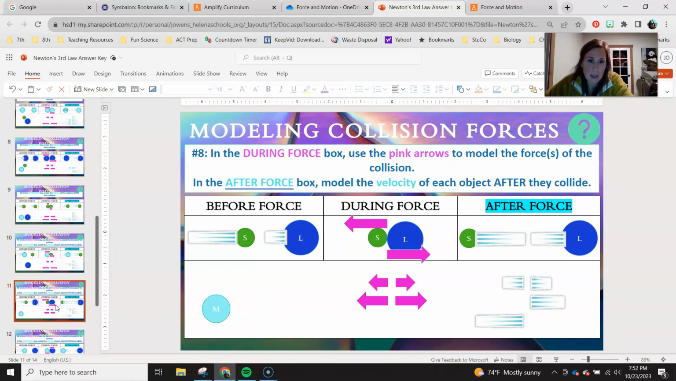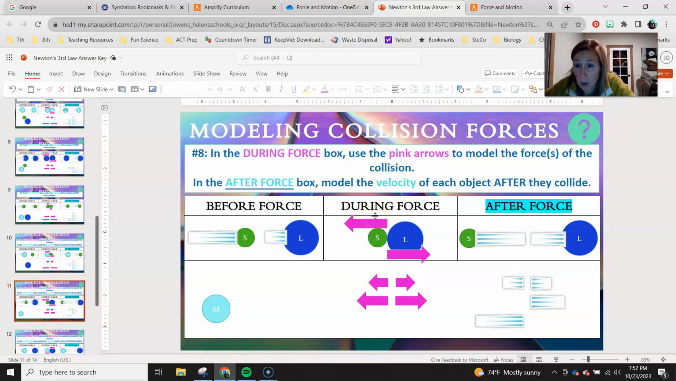Okay, next object. In the during force box, use the pink arrows to model the force. And then in the after force, again, show what it looks like after. So I had my small object moving to the right with a large velocity, and my large object also moving to the right but with a small velocity. When these two collide, I just chose a large force.